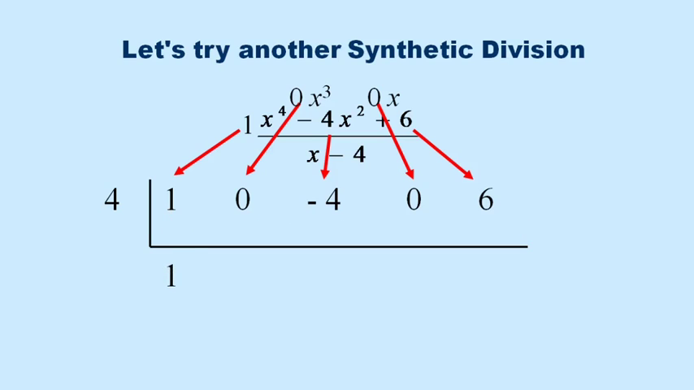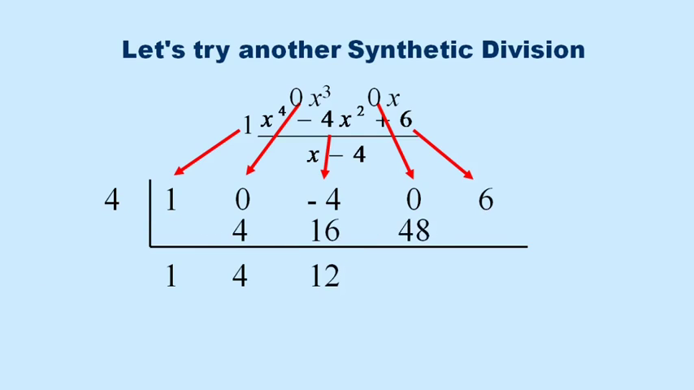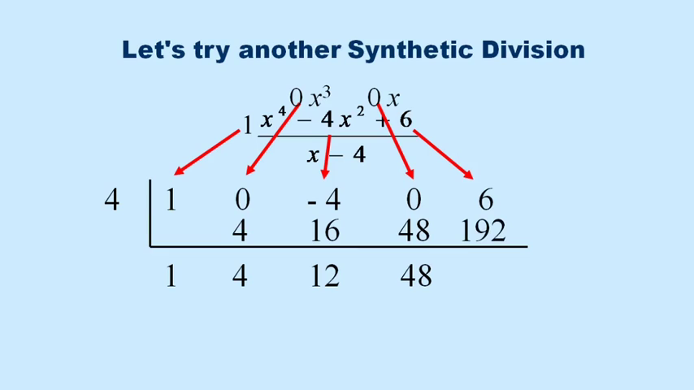Same procedure we will follow. Then we will multiply them, write it to the next column. Then we're going to add. Again 4 4s are 16, positive 16, negative 4 will give us positive 12. Again we will multiply 12 and 4 together, 48 plus 0, that is 48. 48 into 4 will give us 192, plus 6 will become 198. This is our remainder.